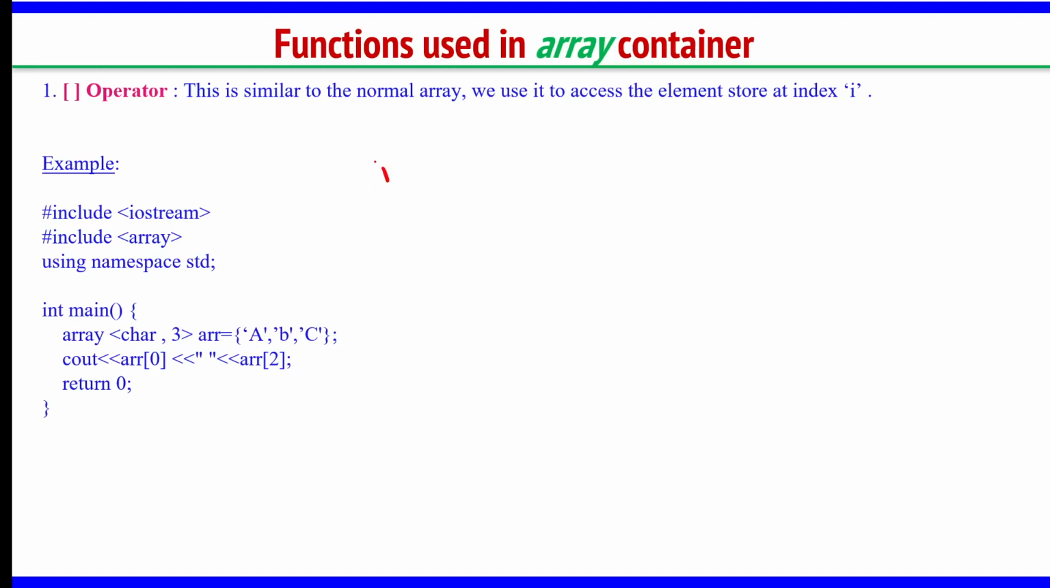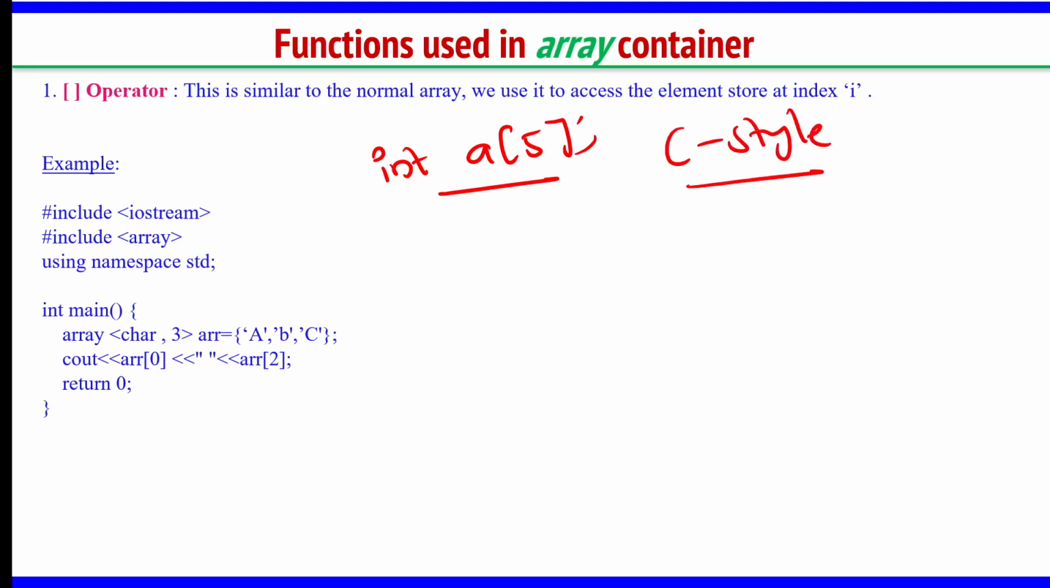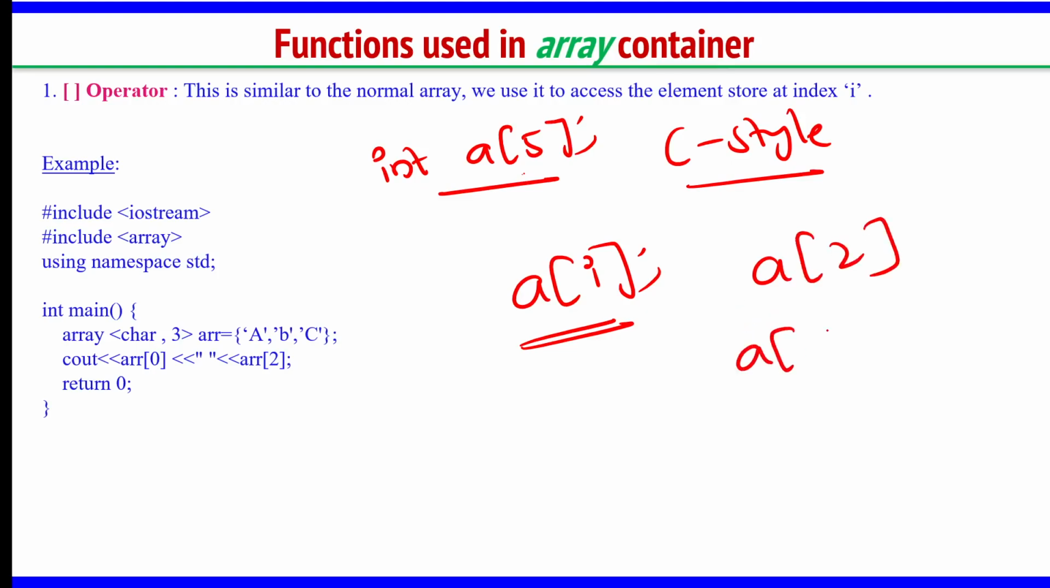If you do int a of 5, declaring an array like this is called C style, the C language style of declaring arrays. When you define it like this, if you want to know a certain element at index 2 or index 3, what do we do? We use square brackets. You can use a of i to print a certain value, or you can even give numbers like this. So, we are using a subscript here. You give a number i, or 2, 3, anything, and it gives the value. This is the style of getting the elements.